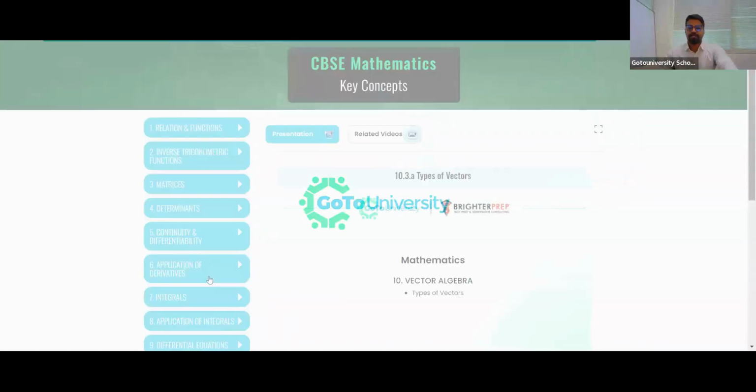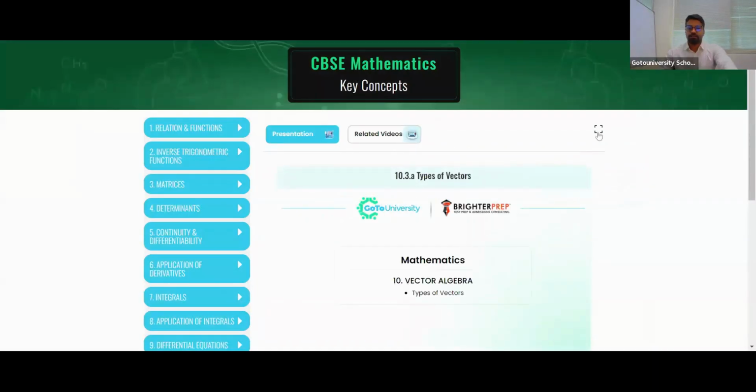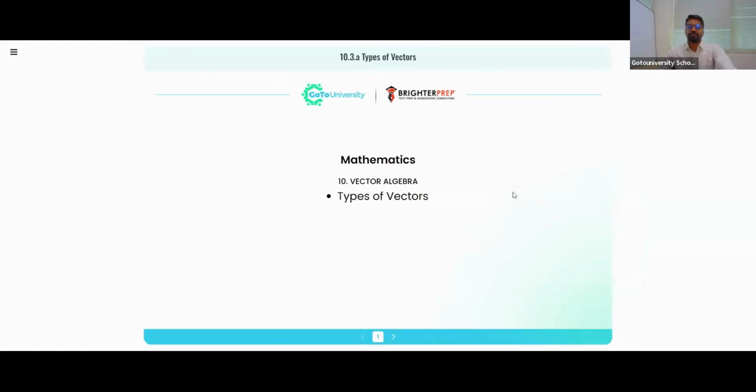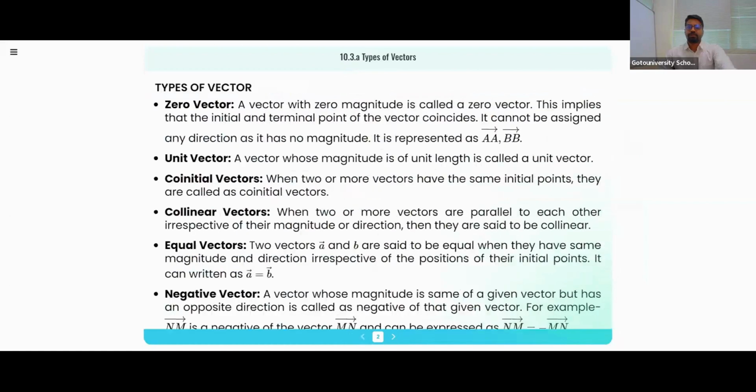What are the different types of vectors we need to know? Zero vector. I already mentioned a zero vector. A zero vector is a vector with zero magnitude. This implies that in the case of a zero vector, the initial point as well as the terminal point are going to be the same. So it may not have a magnitude, but it will still have a direction, an arbitrary direction. It is called zero vector.